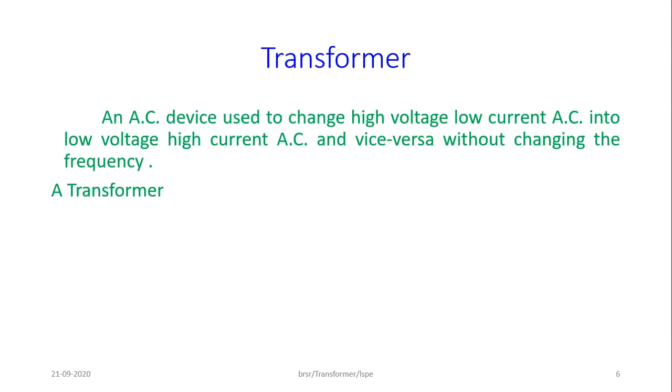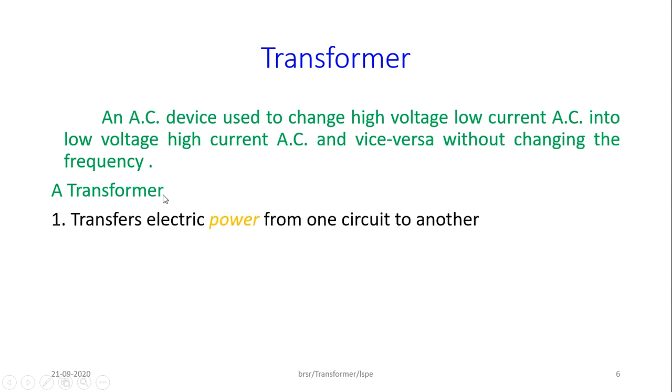So basically a transformer is an AC device, and that is used to change high voltage low current alternating current into low voltage high current AC and vice versa without changing the frequency. A transformer works only with the alternating current. It does not work with DC. A transformer basically transfers electric power from one circuit to another.